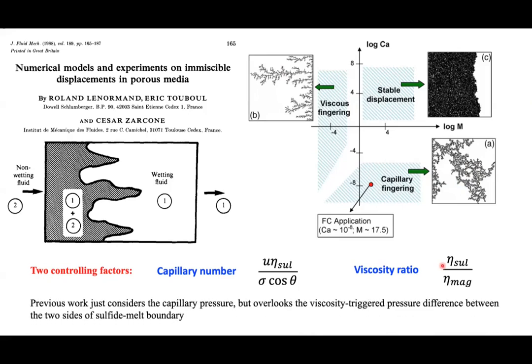So I think the previous work just considers the capillary pressure in the crystal mesh, but overlooks the difference between the viscosity in the sulfide and in the silicate melts. This will drive some pressure difference across this sulfide melt boundary. There is a pressure difference along this boundary, driven by the viscosity difference between the sulfide and the silicate melts.